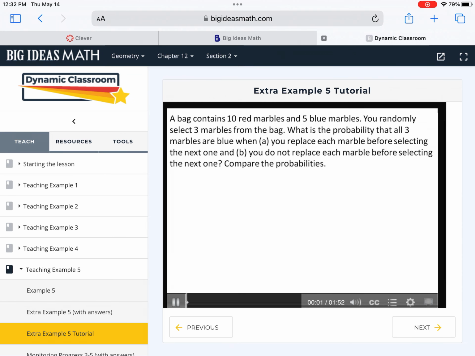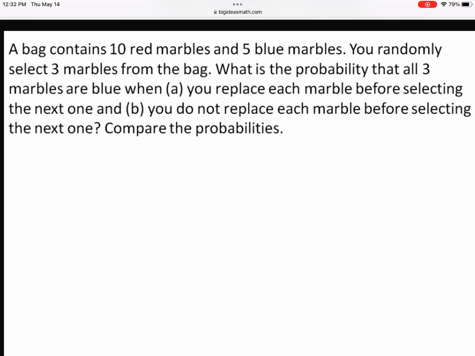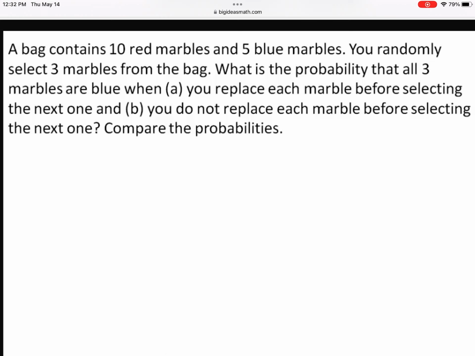A bag contains 10 red marbles and 5 blue marbles. You randomly select 3 marbles from the bag. What is the probability that all 3 marbles are blue when A, you replace each marble before selecting the next one, and B, you do not replace each marble before selecting the next one?